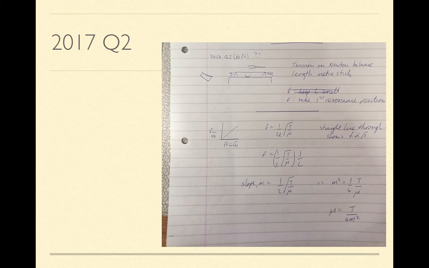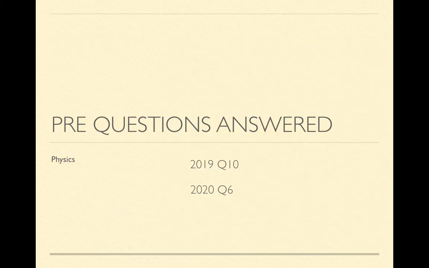So f equals open bracket a half root T over mu, close bracket, 1 over L. It's in the form y equals mx, so the thing in brackets is the slope. Now if we square both sides to get rid of the square root, this is on the bottom right hand side, second last line, you'd have m squared as 1 over 4 T over mu. Rearranging, mu is equal to that. Okay, I'll check that later, but if that's not right, I'll come back to it.